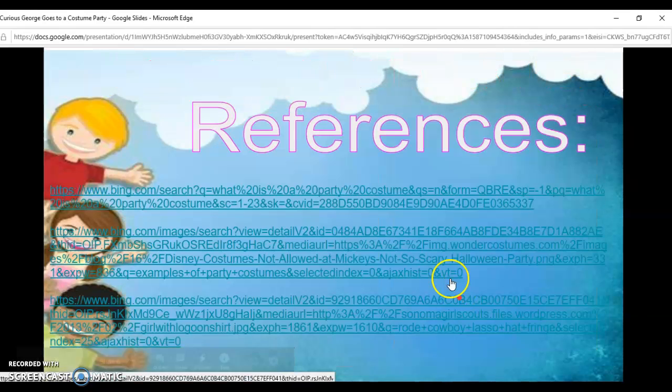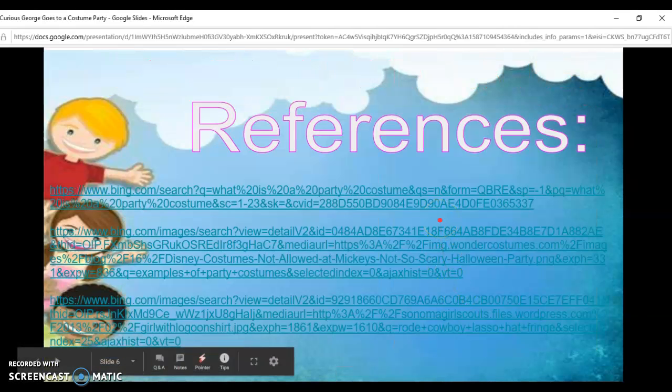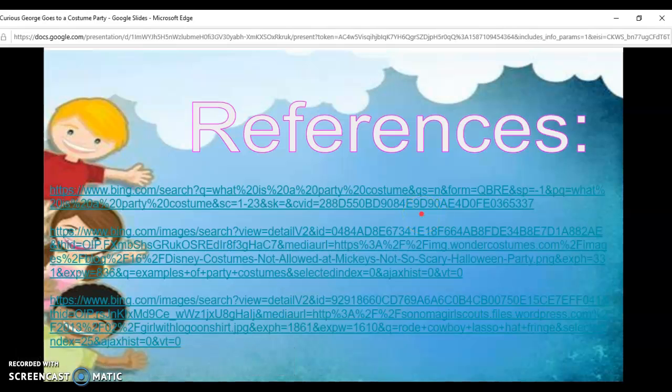And yeah, that's it. And these are the references that I used, the pictures and the definition of the word costume party or party costume.